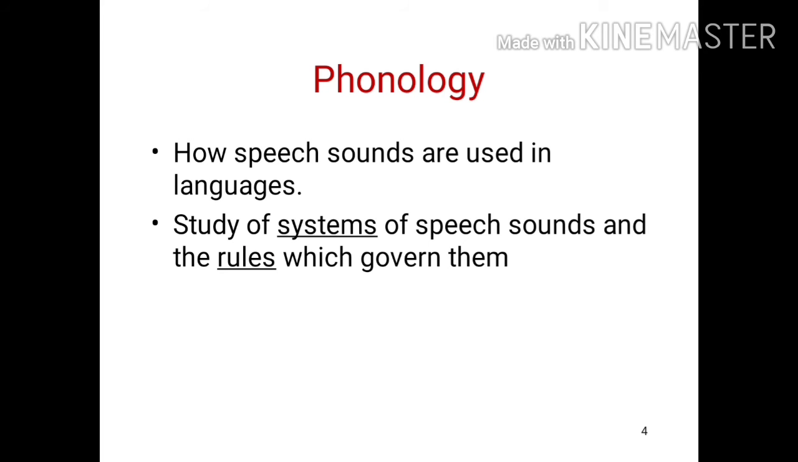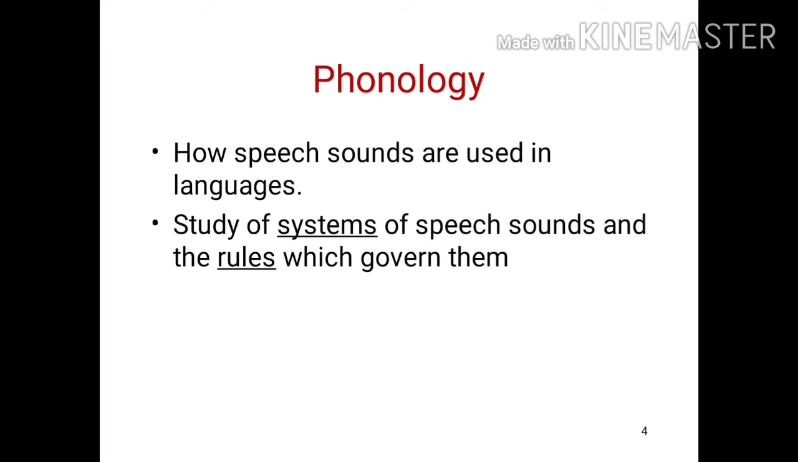In the next point, phonology. Phonology means how speech sounds are used in language. Phonology is a branch of linguistics that studies how languages or dialects systematically organize their sounds or signs in sign languages. The term also refers to the sound system of any particular language or language variety.